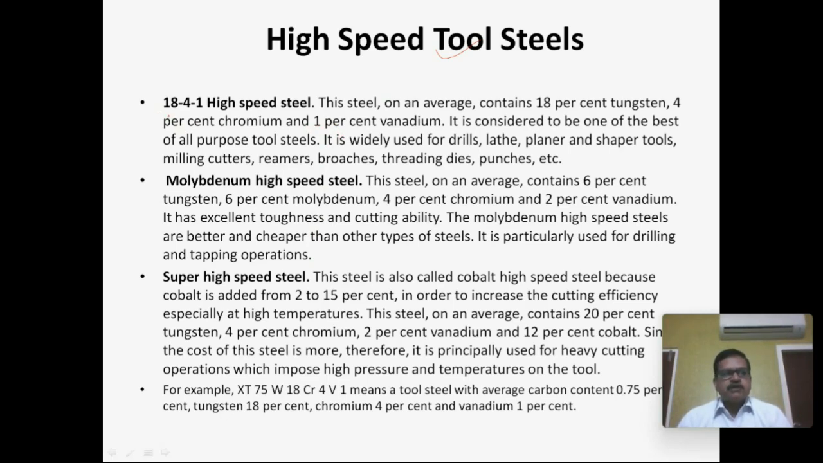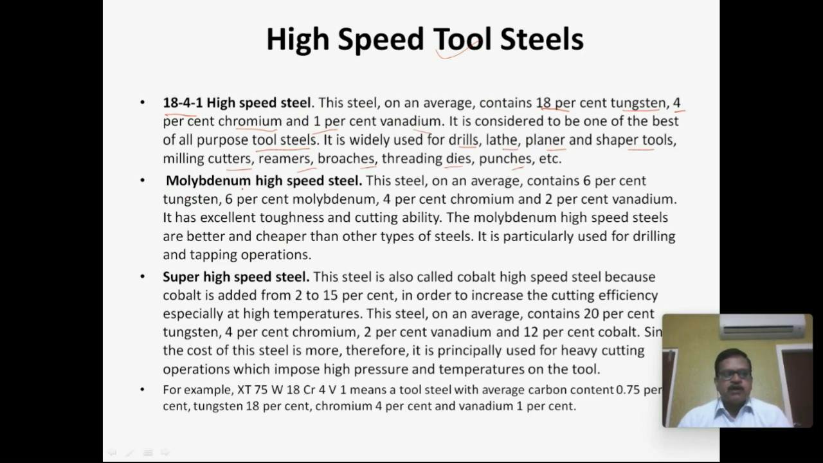First, starting with the 18-4-1 high speed steel. Here 18% is tungsten, 4% is chromium, and 1% is vanadium. It is one of the best all-purpose tool steels. It is widely used for drills and lathe tool bits, planers and shaper tools, milling cutters, reamers, broaches, threading dies, punches, etc. For most of the general purpose applications, we use 18-4-1 high speed steel for the tools.